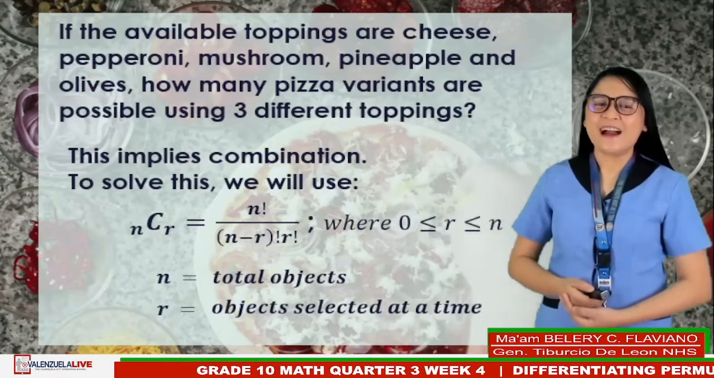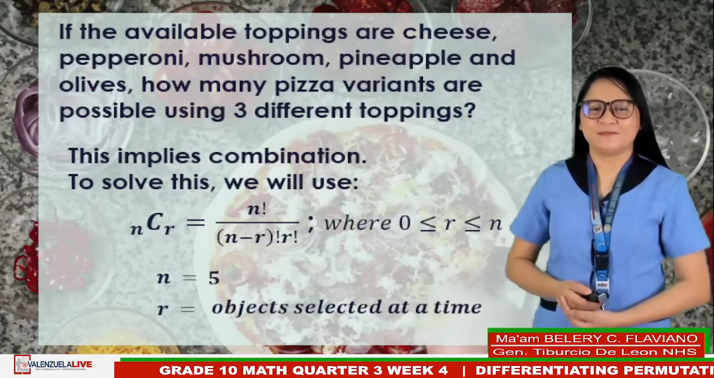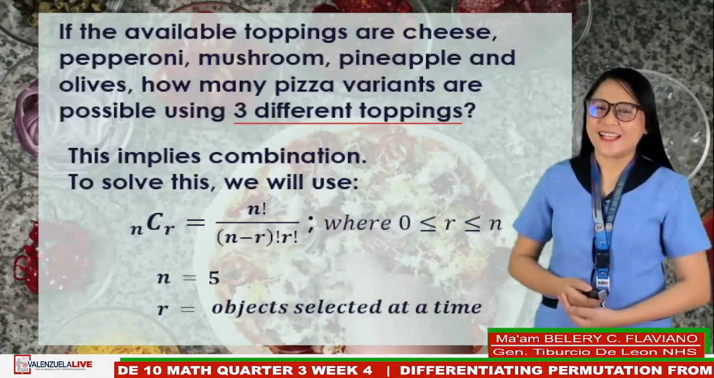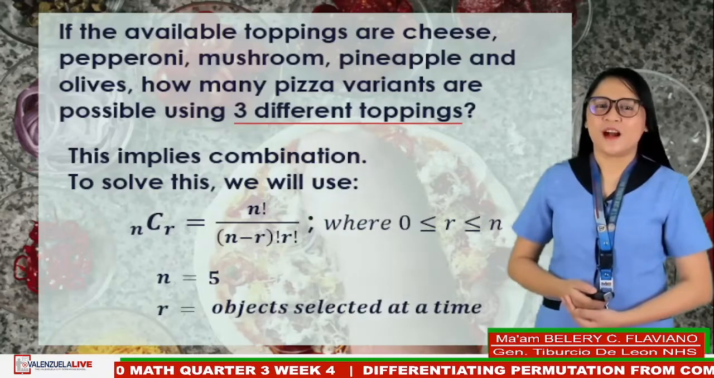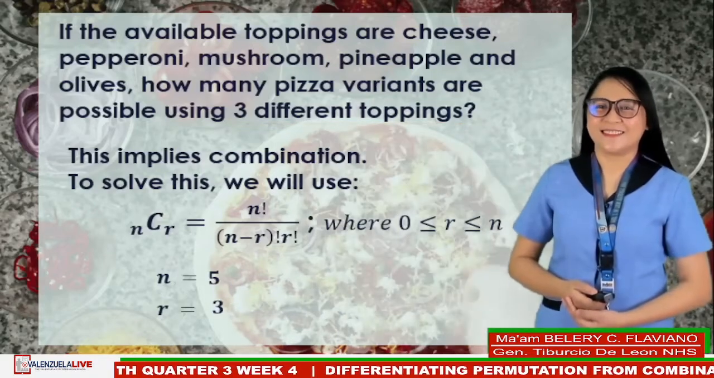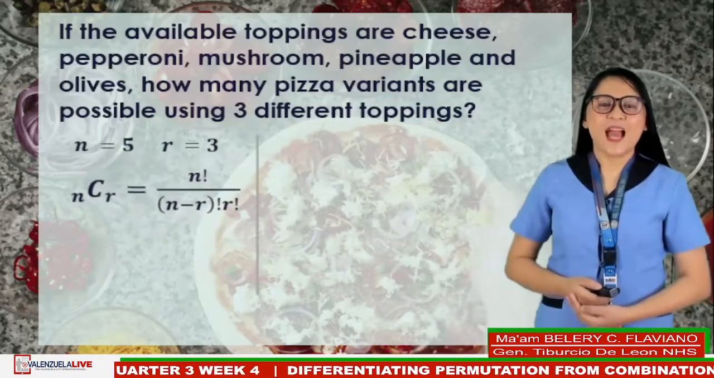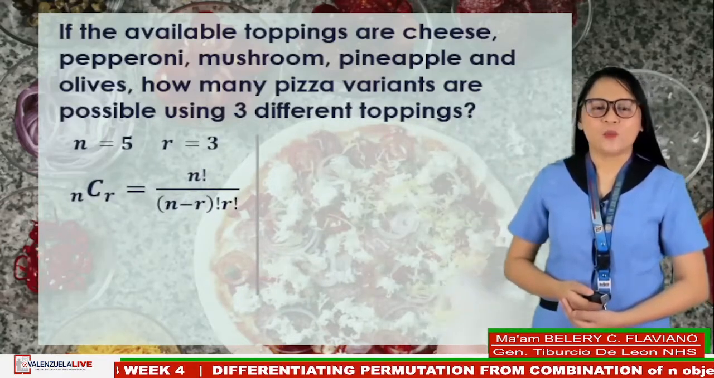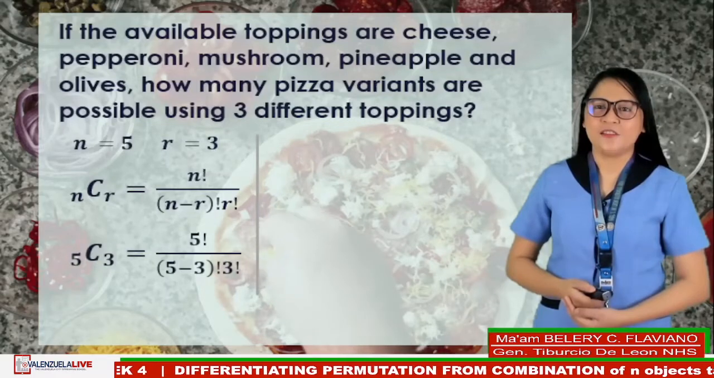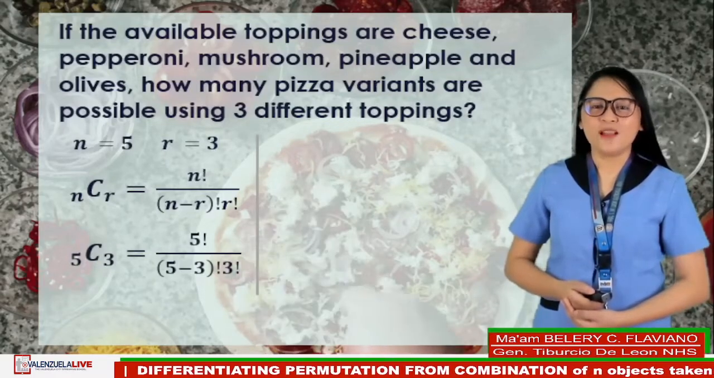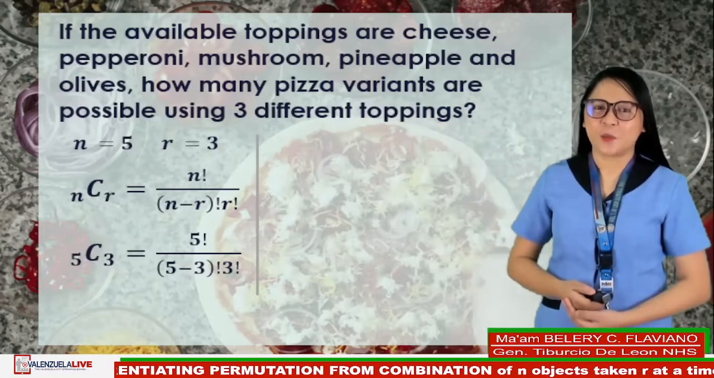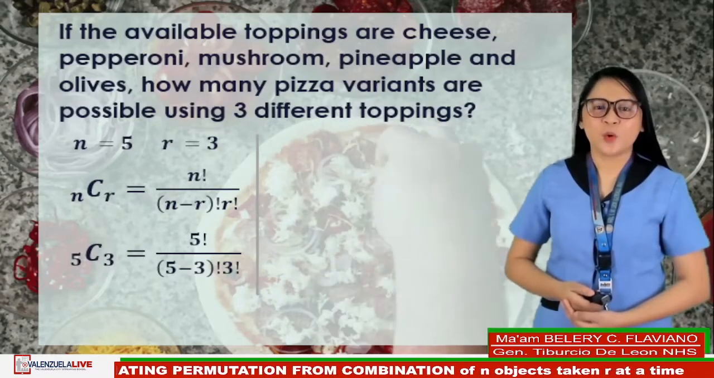So we have n equals 5. On the other hand, 3 different toppings are selected at a time. So we have r equals 3. Let's proceed. Substitute the value of n and r to the formula, and we will have 5 choose 3 equals 5 factorial over 5 minus 3 factorial times 3 factorial.